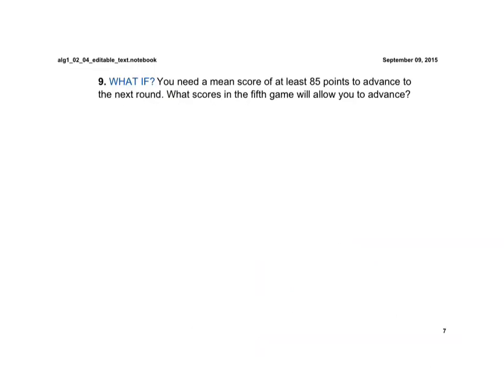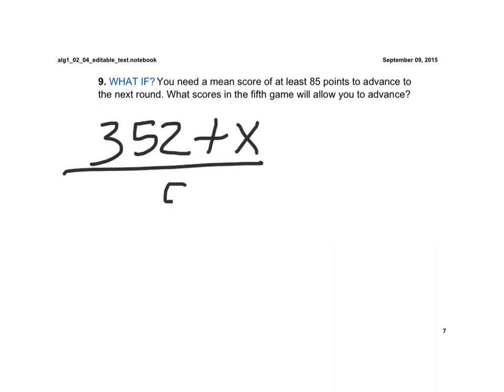So now, what if you need a mean score of 85 points? So again, we have the same equation, 352 plus x, all divided by 5, but now instead of being greater than or equal to 90, it's greater than or equal to 85. So now I'd like you to solve this, give this one a shot, and I'll reveal the answer here in just a moment.